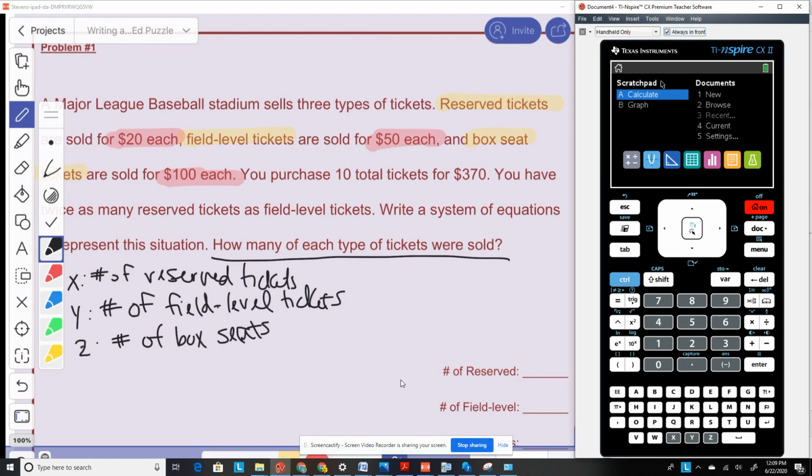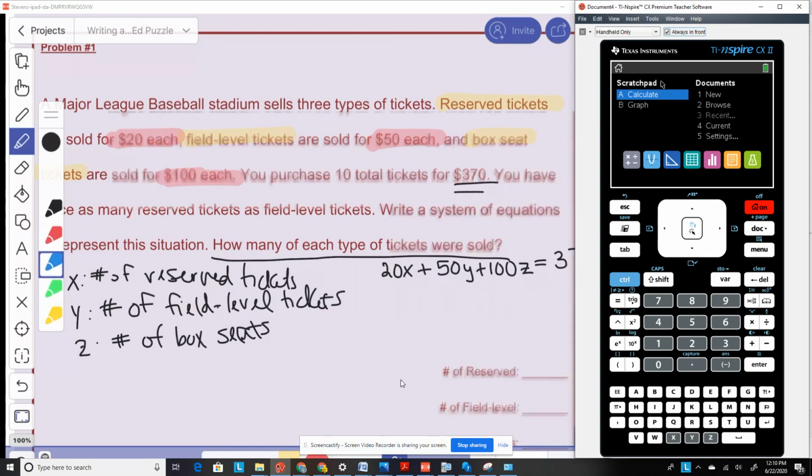So this one's a pretty straightforward question. We know that for every reserve ticket that was sold, it cost him $20, plus it cost him $50 for every field level ticket, and it cost him $100 for every box seat. Well, we're talking about money there, so how much did they spend in total? We found that they actually spent $370.